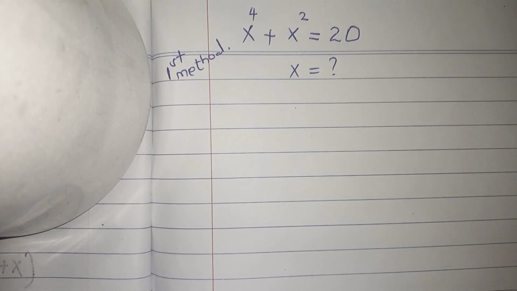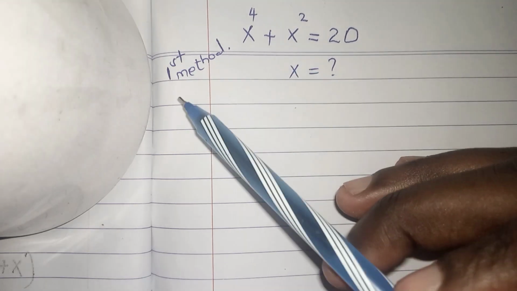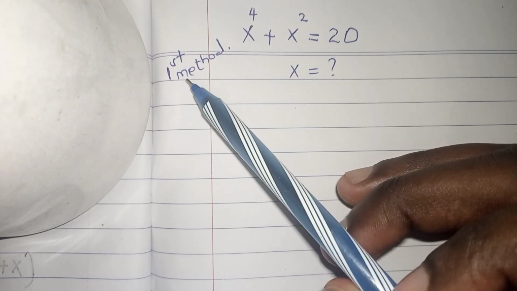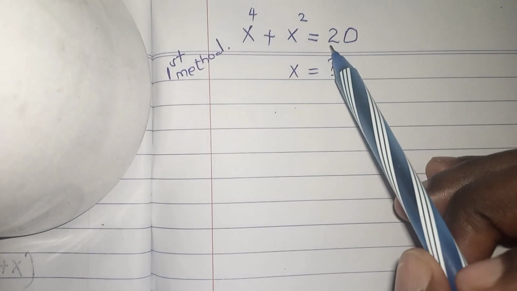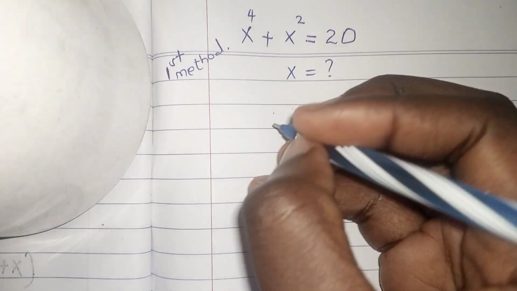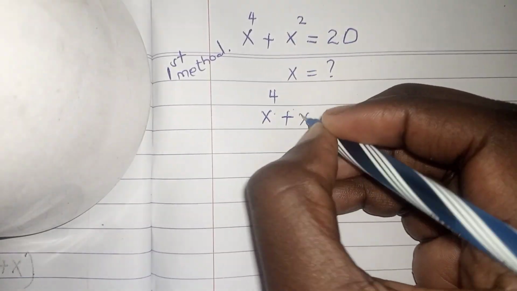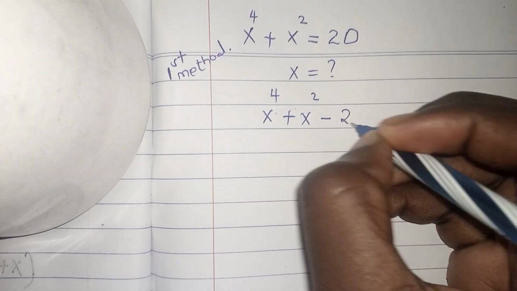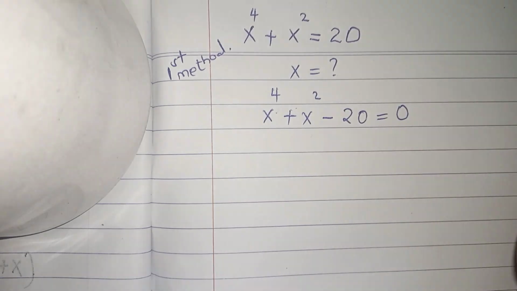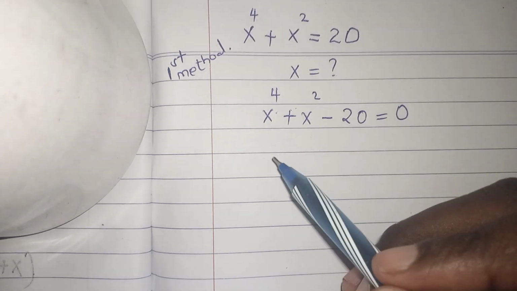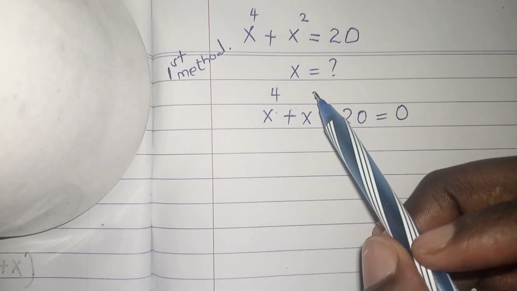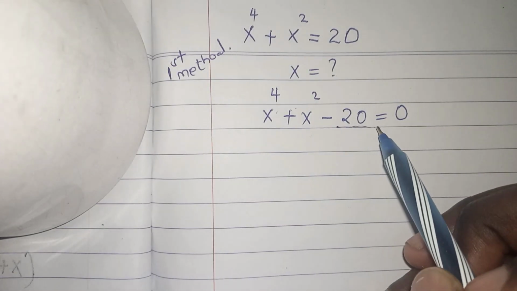So our first step, we're going to solve this using two methods. We have the first method, and our first step will begin by bringing 20 to our left hand side. So this will be x to the power of 4 plus x squared minus 20 is equal to 0. Because we have x to the power of 4 and x squared here, we are going to split this 20.